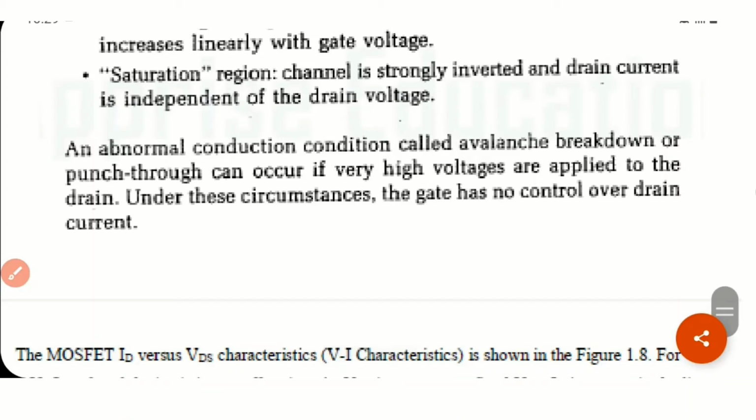And there is another thing, an abnormal conduction condition called the avalanche breakdown, or we call it punch through, can occur if very high voltages are applied to the drain, and under these circumstances the gate has no control over the drain current. This is the same thing which we have done in the simple transistor also, that is the avalanche breakdown. In that case your drain current is not under the control of your gate.